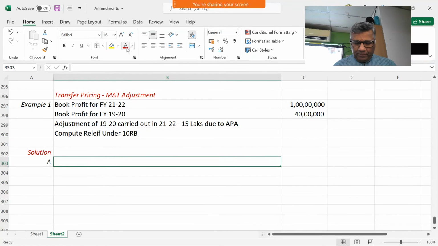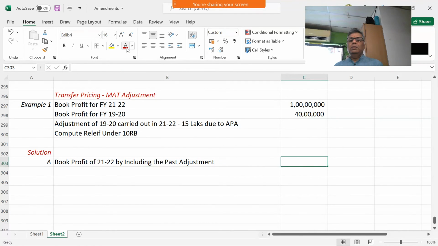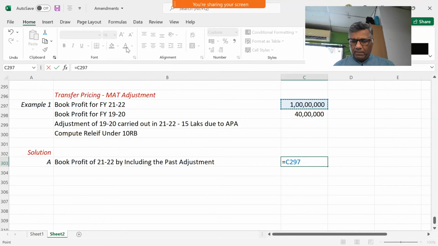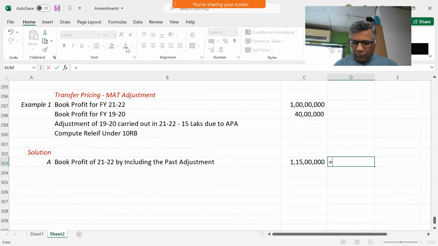A, book profit of 21-22 by including the past adjustment. I am getting 100 lakhs plus 15 lakhs, 115 lakhs. 1 crore 15 lakhs. MAT is 15%.